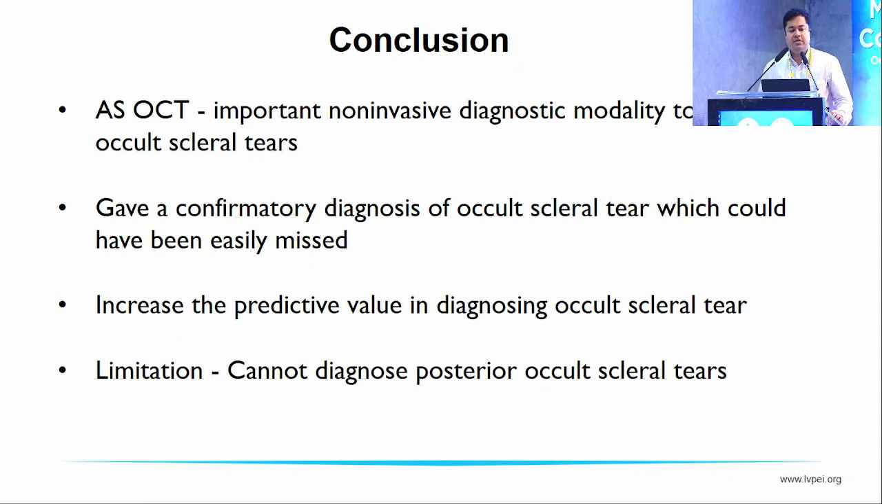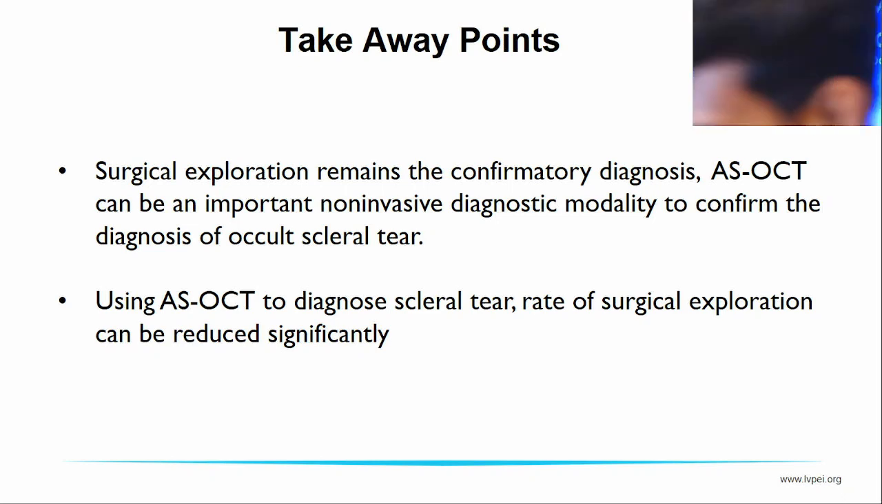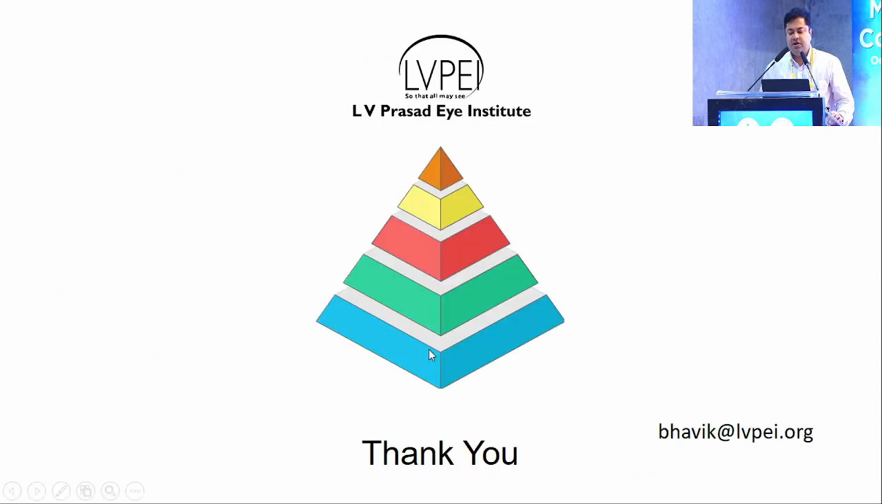To conclude, anterior segment OCT is an important non-invasive diagnostic modality to diagnose especially occult scleral tears. It gives a confirmatory diagnosis of occult scleral tear which could have been easily missed, and it increases the positive predictive value in diagnosing such tears. Obviously, it cannot go beyond a certain level, beyond say the equator or near the spiral of Tillaux, to diagnose it. So surgical exploration remains the confirmatory diagnosis, but OCT aids in identifying the tear and giving the location to the surgeon, and the rate of surgical exploration can be reduced significantly with such a maneuver.